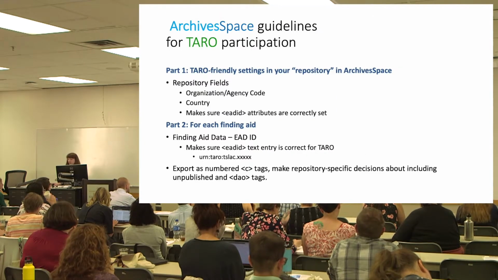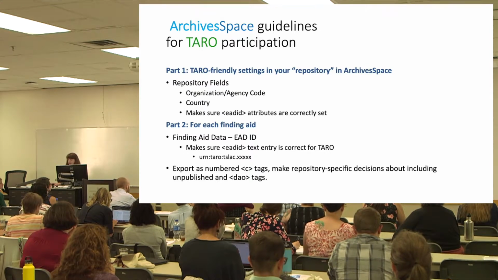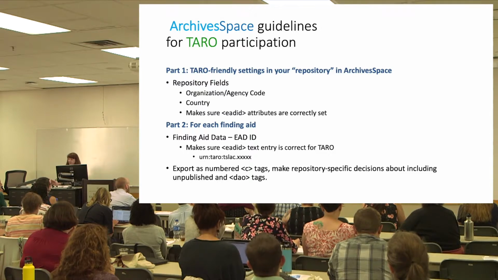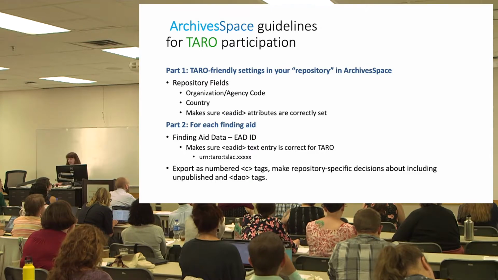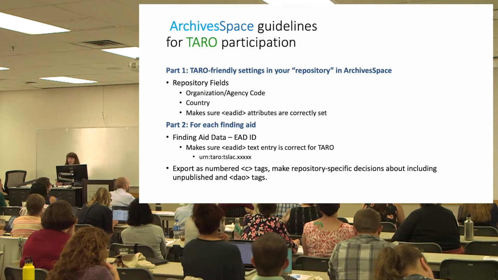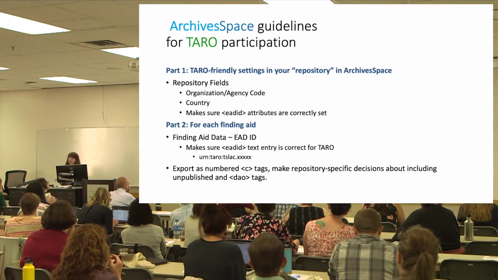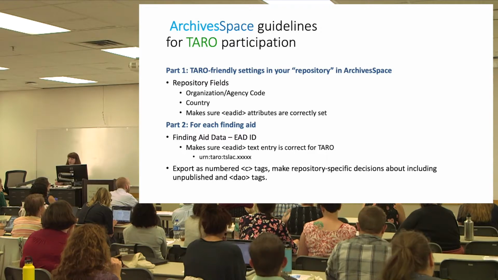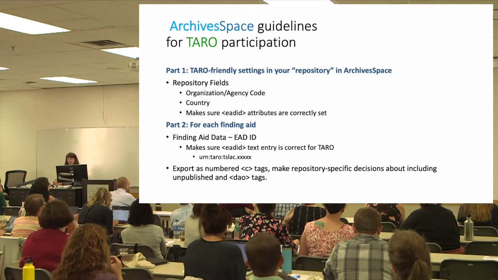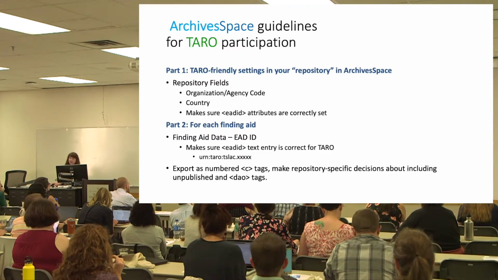For ASpace, making sure that certain repository fields and the EAD ID field have correct data entered is really all that needs to be done, in addition to exporting as numbered C tags and making local decisions about unpublished tags and DAO tags. Though we've found some data may export as invalid EAD, such as agent and subject source attribute values. For some reason, we're having trouble with merging those invalid values into the valid ones. We also use links in certain parts of our finding aids to cite sources and related material, and those need to have Xlink attributes added to them to be valid in EAD 2002.